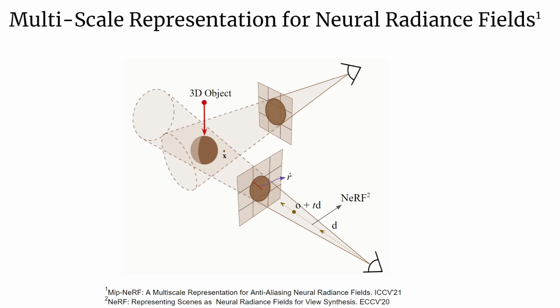Given this approach suffers from aliasing effects when rendering at different resolutions, a recently proposed multi-scale representation for these neural radiance fields involves casting cones instead of rays, and these 3D cones are then used to model the color for a pixel based on the volumetric frustum the pixel represents. These cones are approximated by multivariate Gaussians.